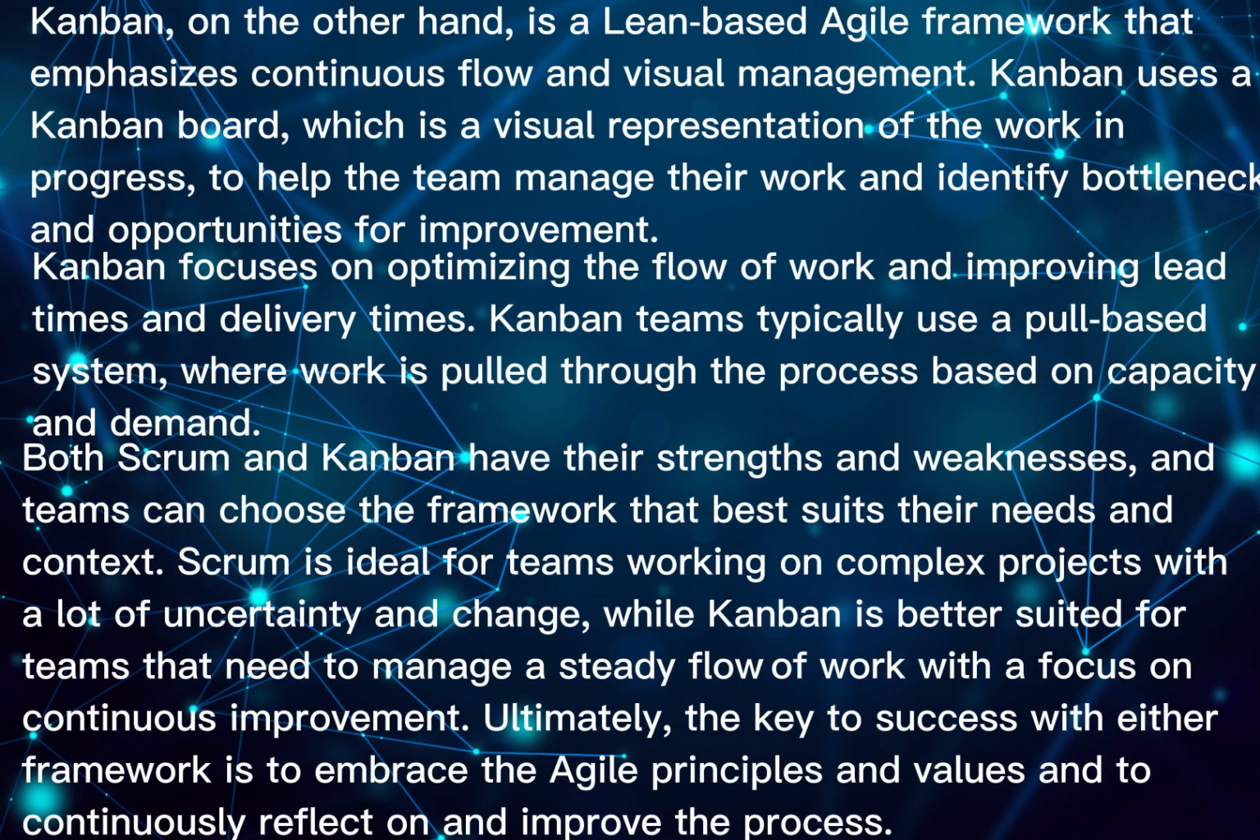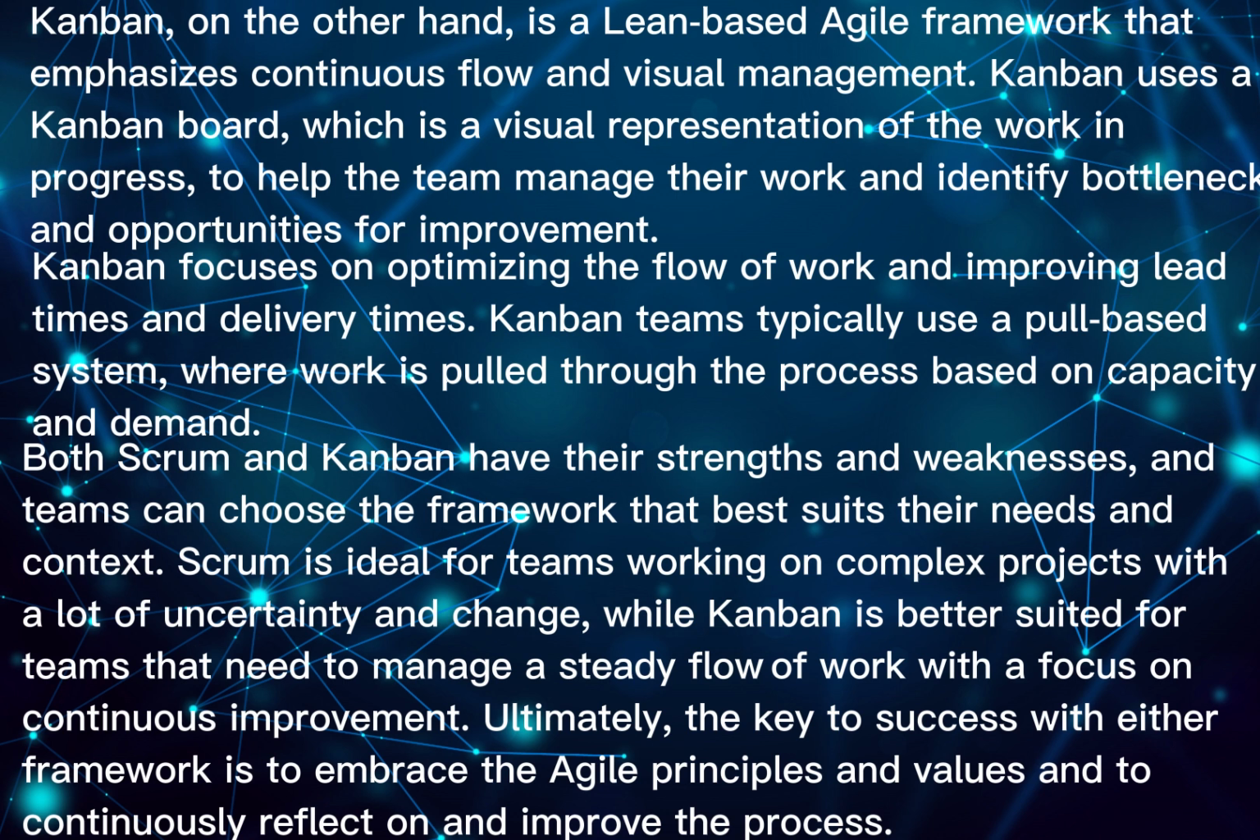Kanban, on the other hand, is a lean-based agile framework that emphasizes continuous flow and visual management. Kanban uses a Kanban board, which is a visual representation of the work in progress, to help the team manage their work and identify bottlenecks and opportunities for improvement. Kanban focuses on optimizing the flow of work and improving lead times and delivery times. Kanban teams typically use a pull-based system where work is pulled through the process based on capacity and demand.